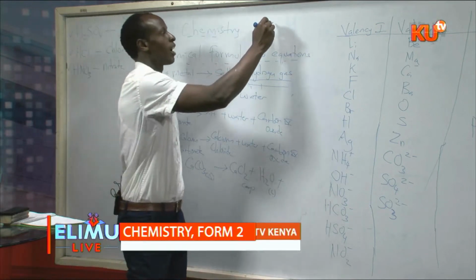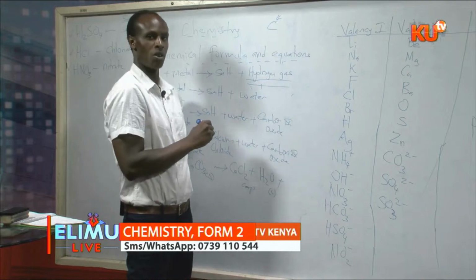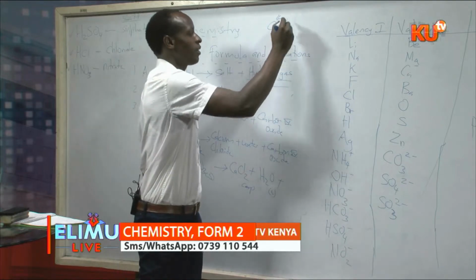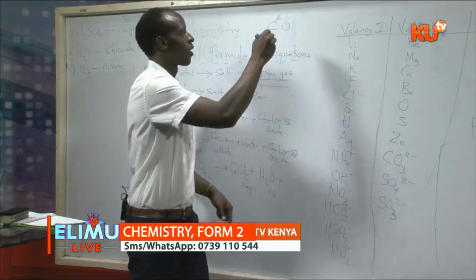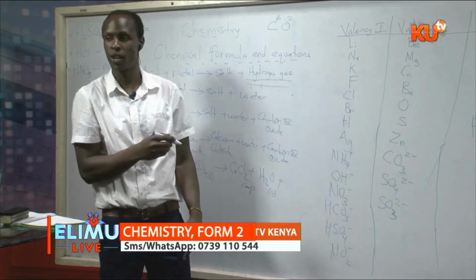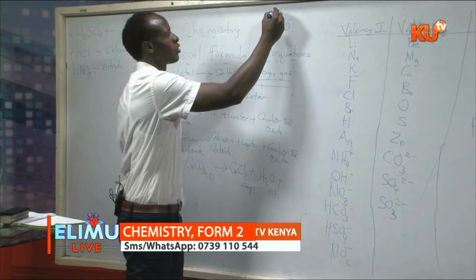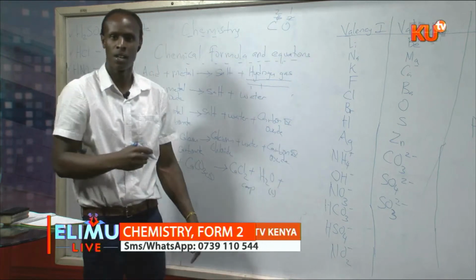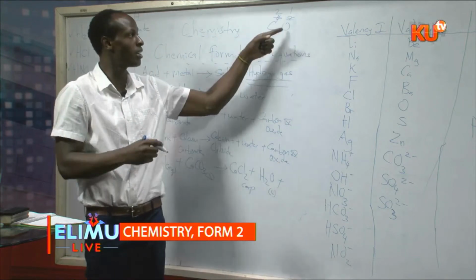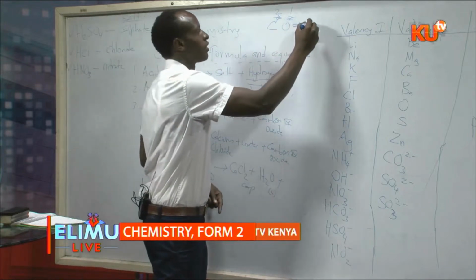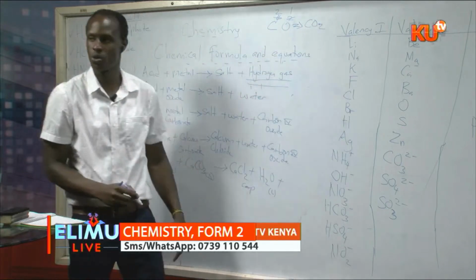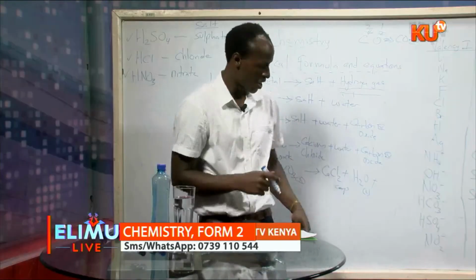Carbon 4 oxide, let me do it here. The valency of carbon is 4 because it's carbon 4 oxide. Oxygen, the valency is 2. It's a ratio, and if it's a ratio, it can be simplified. So when simplified, that ratio will be 1:2. Then after simplifying the ratio, you interchange. So it becomes CO2. That's why the formula of carbon 4 oxide is CO2.